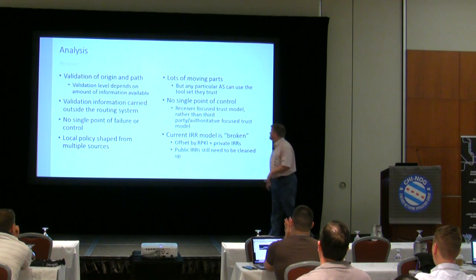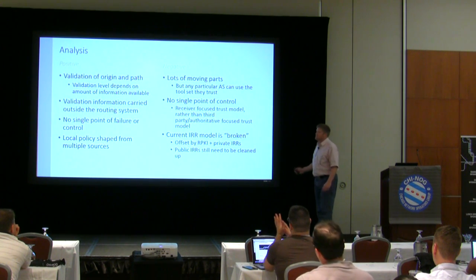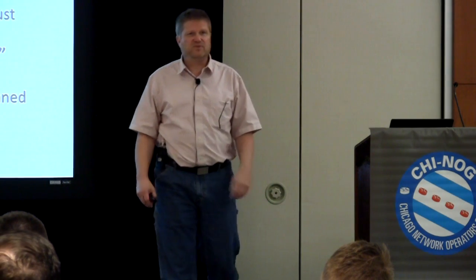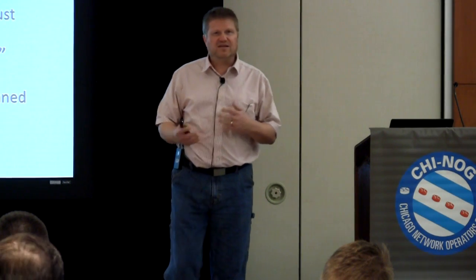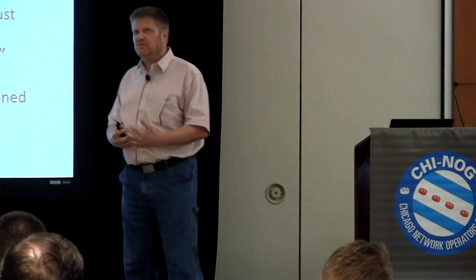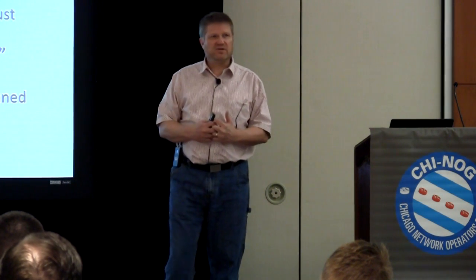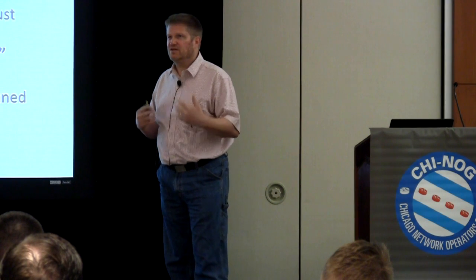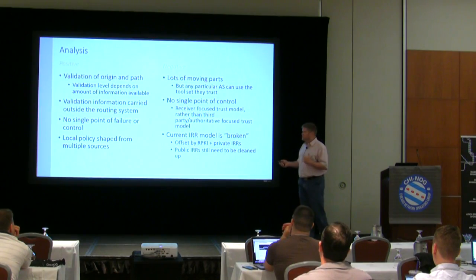Local policy shaped from multiple sources. Negative, lots and lots of moving parts. I don't like lots of moving parts. I'm a simplicity guy. I don't like all this complexity to solve what I think is not a simple problem, but we're certainly building a Rube Goldberg contraption here, right? We're putting a lot of pieces in place to make something that shouldn't be too difficult to do.